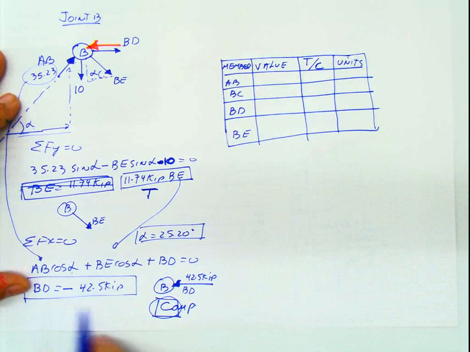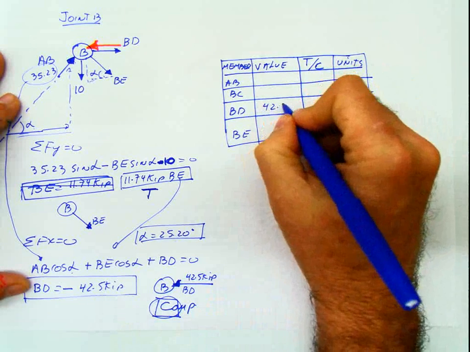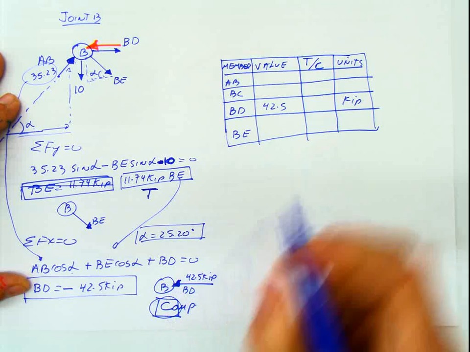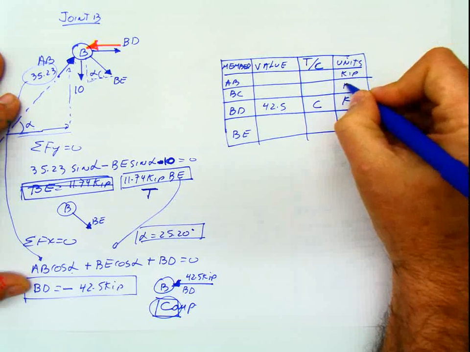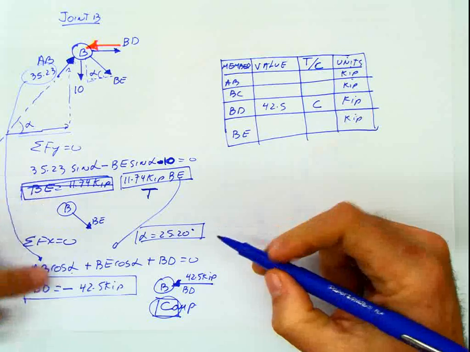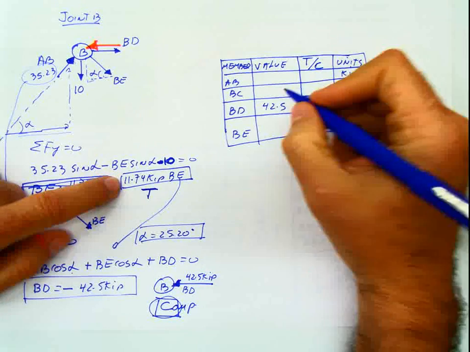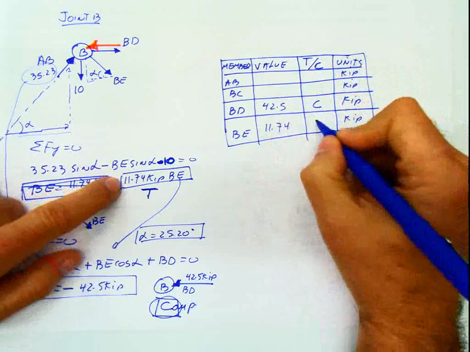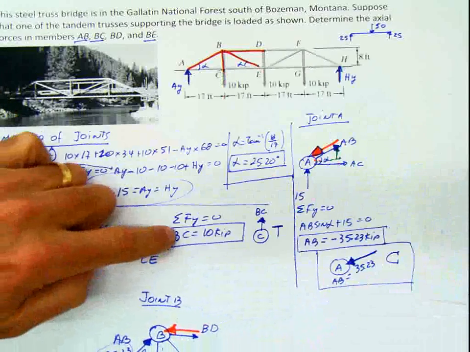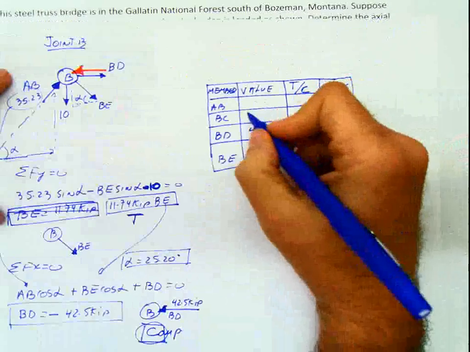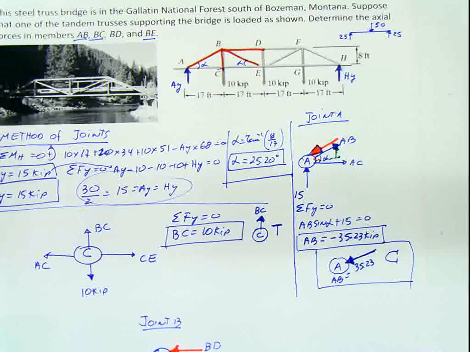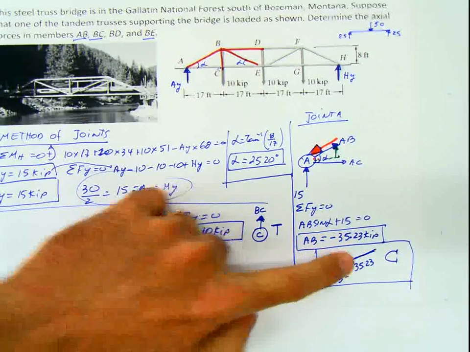I have BD here. BD is 42.5 kip, and that's in compression because it's entering the joint. All the units are kip in this case. Now the next one that we have is BE, and BE was 11.74 kip, and it was also in tension. Why tension? Because it was leaving the joint. And the other one was BC, which was 10, and it was leaving the joint. That means tension. And the first one that we calculated was 35.23, entering into the joint, which is compression.